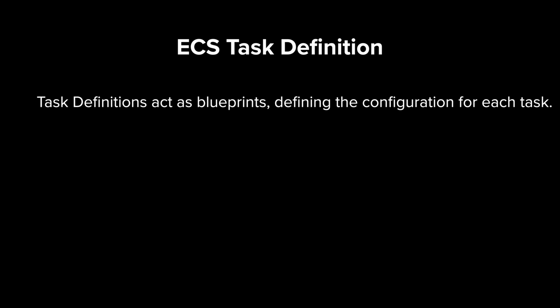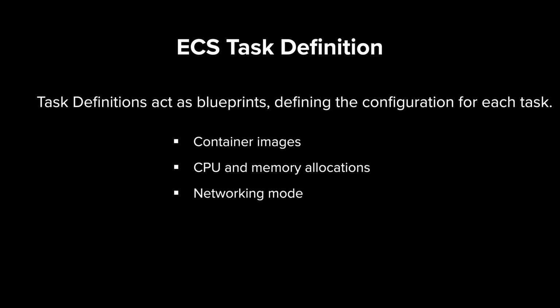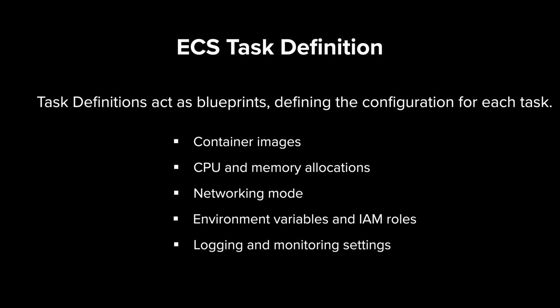Now, let's understand what exactly a task definition is. You can think of a task definition as a set of instructions for running your containerized application. It tells ECS exactly what to run, how to run it, and with what resources. It includes key configuration details like the container images to use, CPU and memory allocations, the networking mode, any environment variables or IAM roles the container needs, and logging or monitoring settings. So, every time you run a task or a service in ECS, you're essentially launching it based on a task definition.